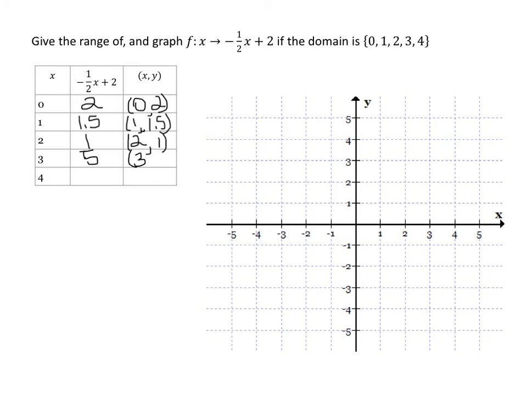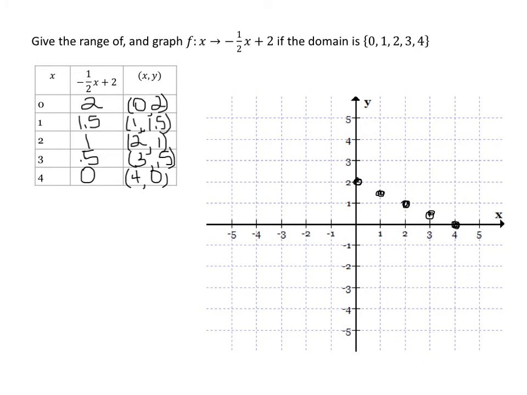So the coordinates are 3, 0.5. And then finally, negative 1/2 times 4, that makes negative 2. Negative 2 plus 2 is 0. So my coordinates are 4, 0. So when I graph this, I'm going to graph this set of points. 0, 2, 1, 1.5, 2, 1, 3, 0.5, 4, 0.